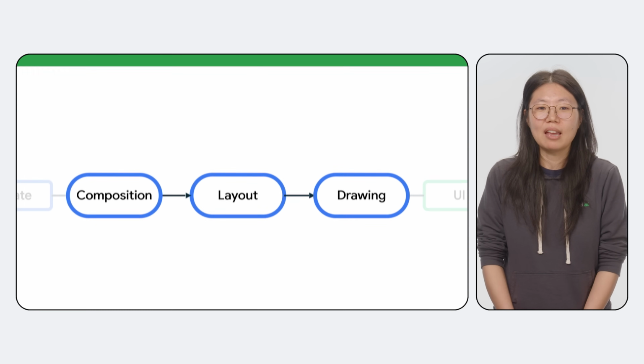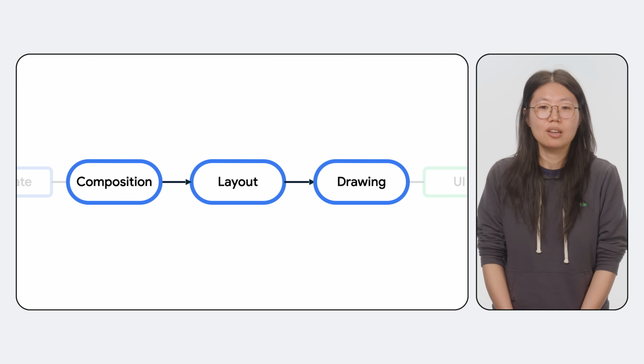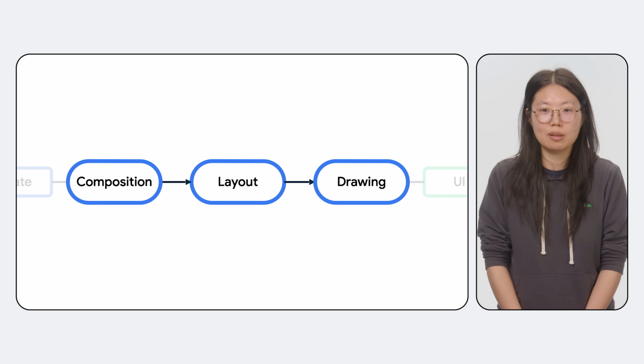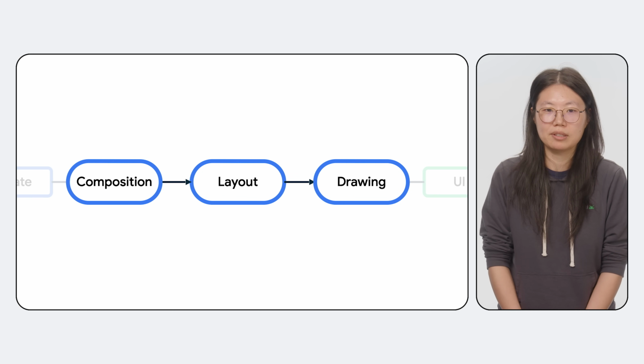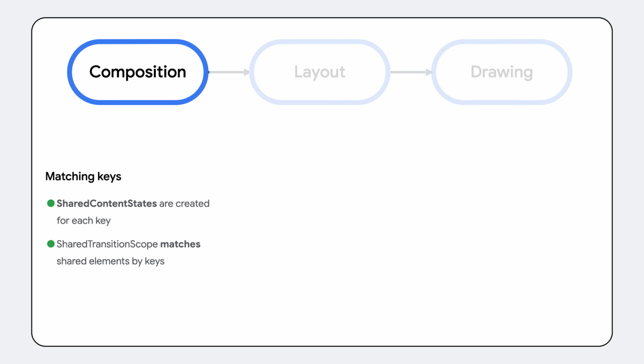As we know, there are 3 main stages for each frame in Compose: composition, layout, then drawing. Now let's see what shared element transition does at each of these 3 stages. For starters, during composition, new shared content keys are created. Shared transition scope will attempt to match the new keys against other keys created in that scope. Only matched shared elements will animate or render in overlay.